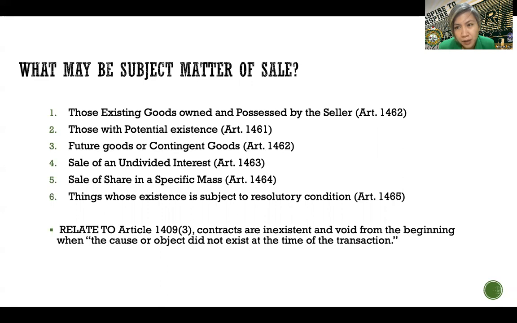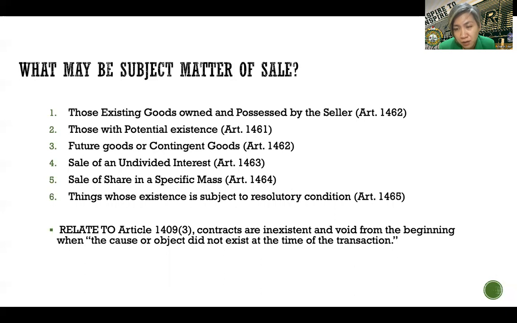Okay, so considering that these things can be the subject matter of a sale, how do we reconcile this with the article found in 1409, subparagraph 3? So 1409 lists the instances when a contract is considered as void. Okay? This 1409 is found in the Law on Obligations and Contracts. So a contract would be void under Article 1409 subparagraph 3 when the cause or the object did not exist at the time of the transaction.